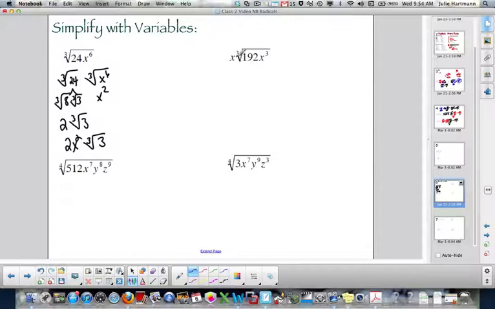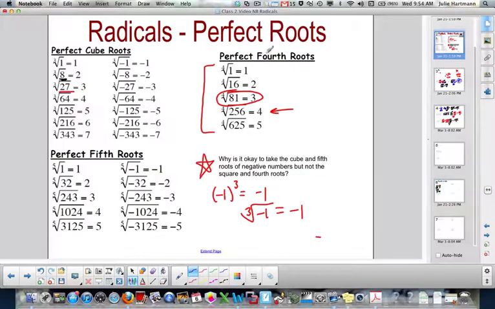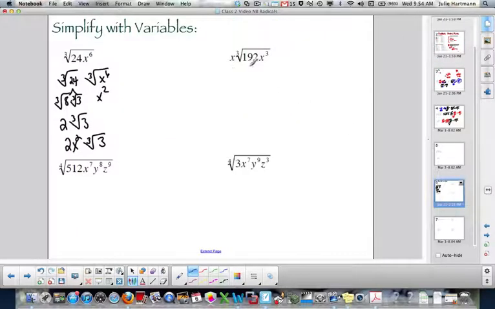Okay. Next one, we have x times the cube root of 192x cubed. So looking at 192, what goes into that? 64 times 3 is 192. So this is 64 times 3, and then times the cube root of x cubed. Well, the cube root of 64 is 4. Don't forget the x on the outside. Cube root of 3 we don't know. Cube root of x cubed, 3 goes into 3 once, none left over. So that's an x. So on the outside you would have 4x squared, and on the inside the cube root of 3.